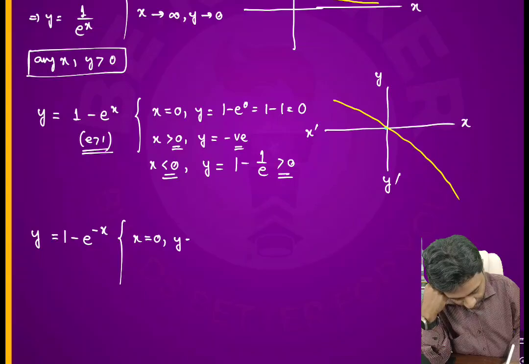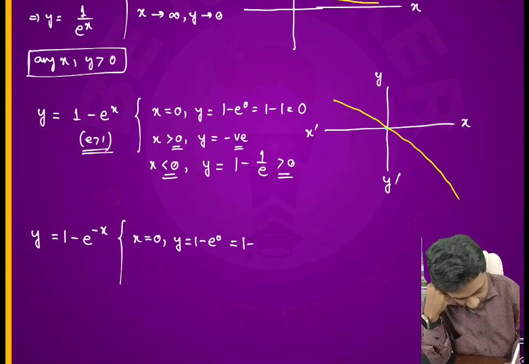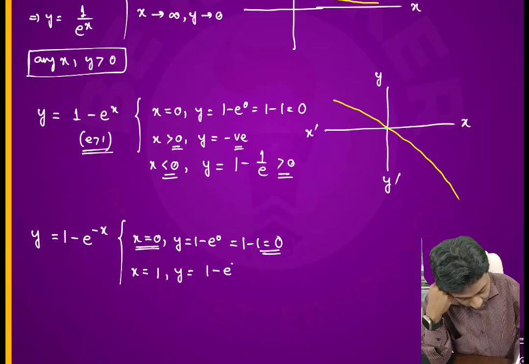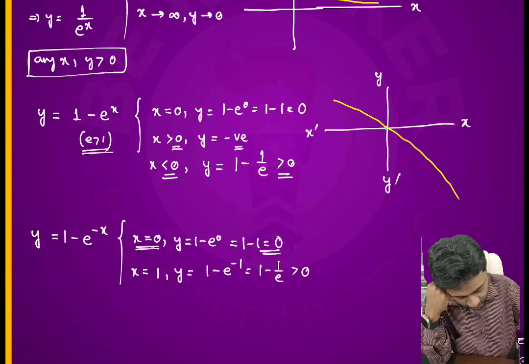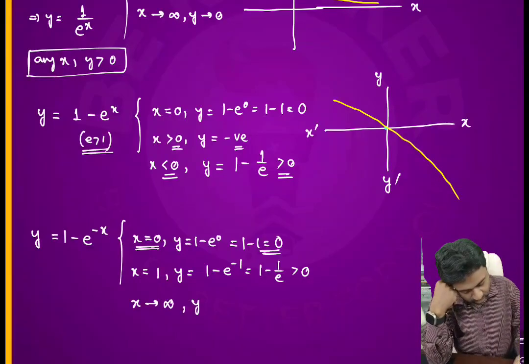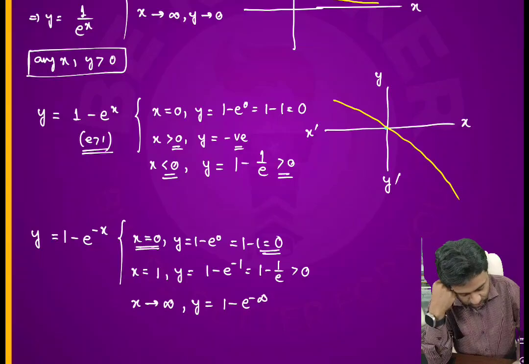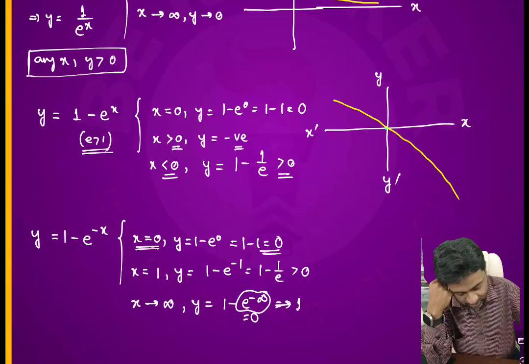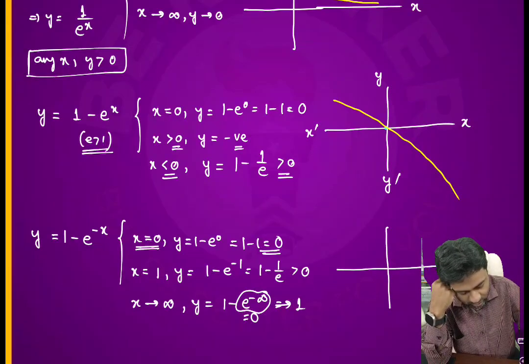On the other hand, if y equals to 1 minus e to the power minus x, you can see for x equal to 0, the graph again is 1 minus e to the power 0, that is 1 minus 1, that is 0. So for x equal to 0, y is 0. For x equals to 1, y equals to 1 minus e to the power minus 1, that is 1 minus 1 by e, which is of course positive. And if x takes a very large value, x tends to infinity, then y equals to 1 minus e to the power minus infinity, that is, this value is approximately 0, so y tends to 1, you can say.